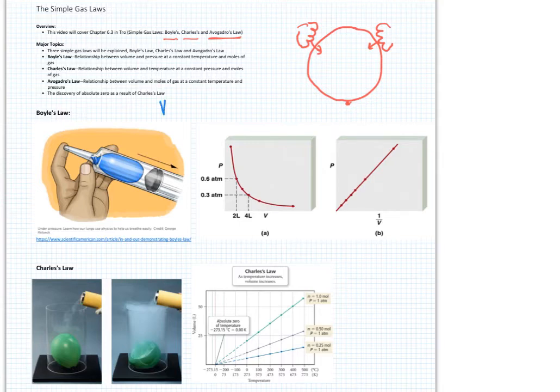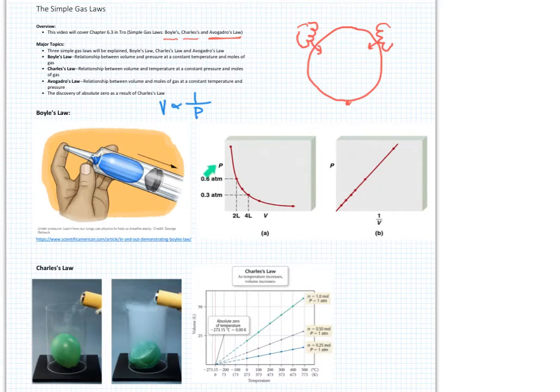So the volume is inversely proportional to the pressure. When we say inversely proportional, what we mean is if the pressure goes up, the volume goes down. If the pressure goes down, the volume goes up. So when we pull the plunger out, the pressure is getting less and the volume is increasing. When we push the plunger in, the volume will decrease as the pressure increases. Likewise, if I press on my balloon with my hands, I'm going to make the volume smaller. So we say that the volume is inversely proportional to the pressure.